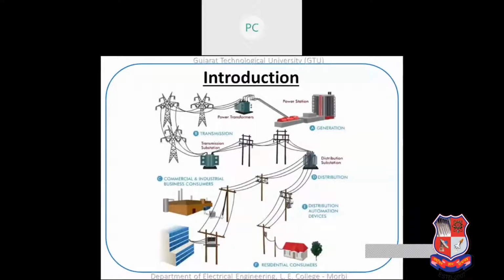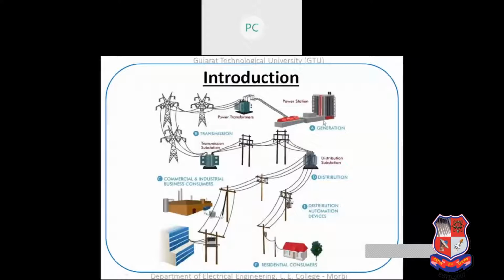We know that generating stations are located far away from the load center. So here F is residential consumers as well as C is commercial and business consumers. So these consumers are nothing but the load on the system. So we can see from this diagram that starting from the generation, we have to travel much more, or we can say power has to travel this much of distance from generation to the load. That's why we required a station where we can adjust the electrical parameter in our requirements. So there comes the role of substation.